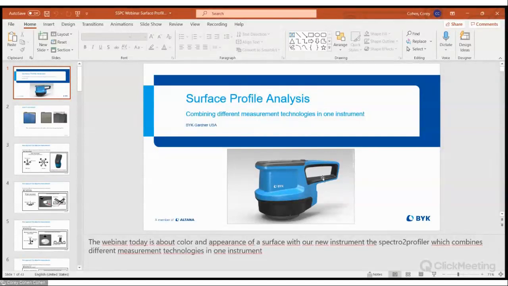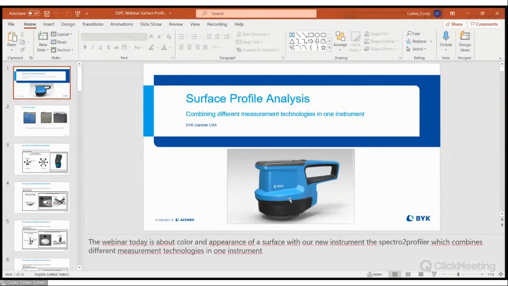So this is it, the Spectra 2 Profiler. It's a bit of a beefy instrument because it does several things. It does 45-0 circumferential color measurement. If you're familiar with our Spectra 2 line of instruments, the Spectra 2 Go, Spectra 2 Guide, Spectra 2 Guide Pro, you're going to get the same great performance for the color measurement as you would out of those. It also has our patented 60-degree gloss measurement. Of course, 60-degree gloss is not unique to us, but we just do it better than everyone else. So you get that great gloss performance out of this instrument as well.